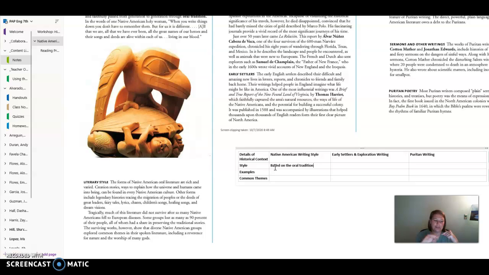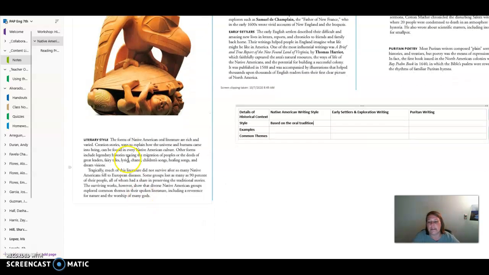Just like a song has a repeated chorus to help us kind of chunk out that song, these stories might have traits to show that it was originally an oral story. So specifically the literary style of Native Americans. So we're going to add on to here.